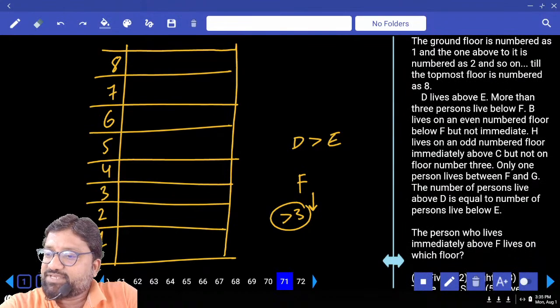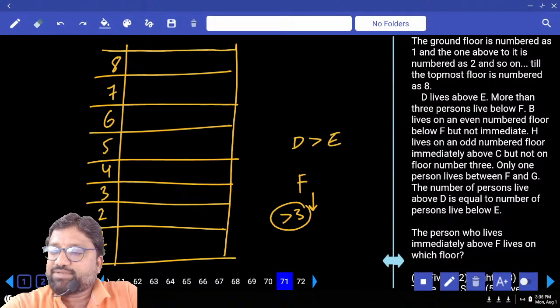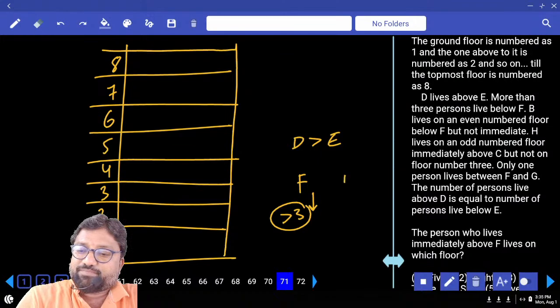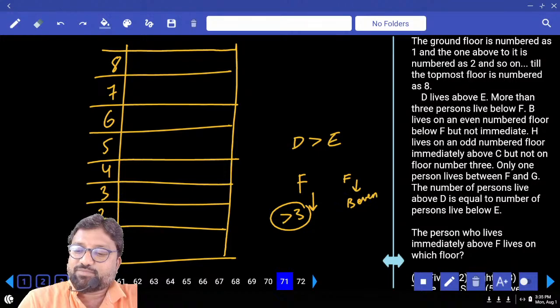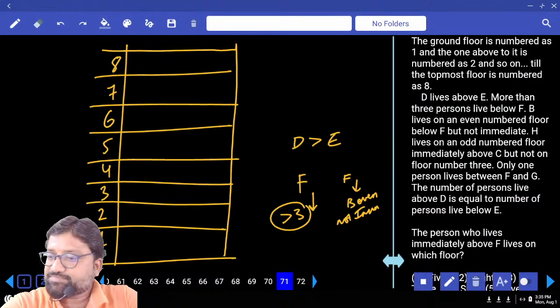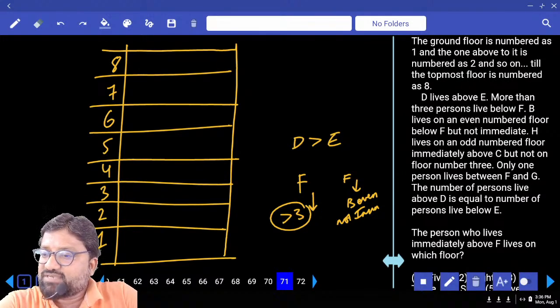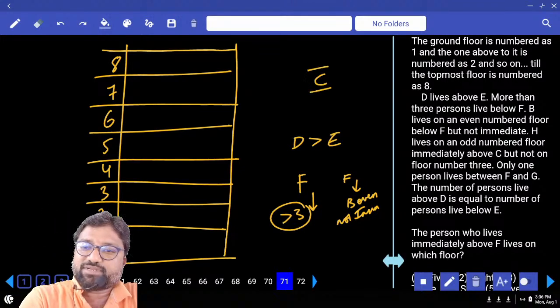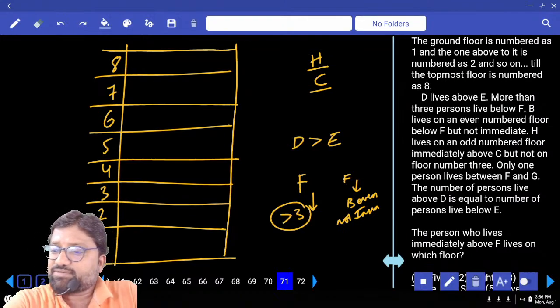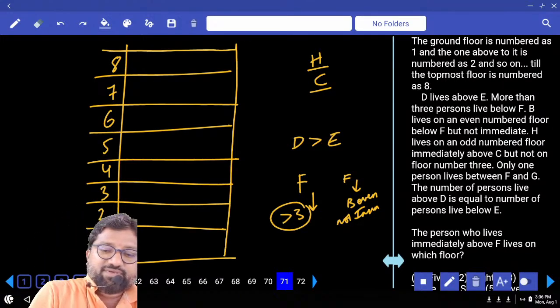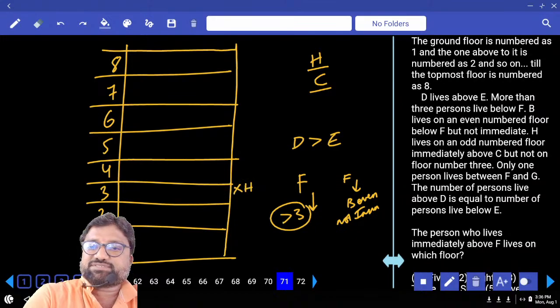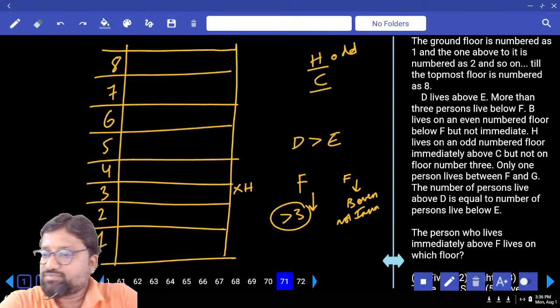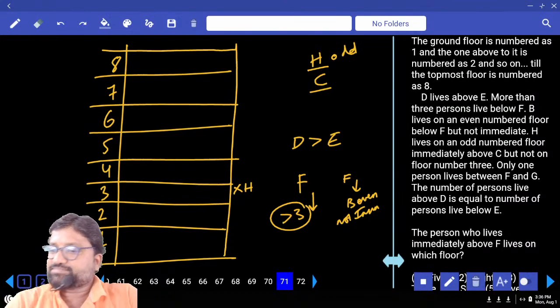B lives on an even number floor below F but not immediate. Below F is B, and B is living on an even number floor, but not immediate. Next. H lives on an odd floor immediately above C, but not on floor number 3. Floor number 3 is not for H, so H is living on which floor? Odd floor. Next.